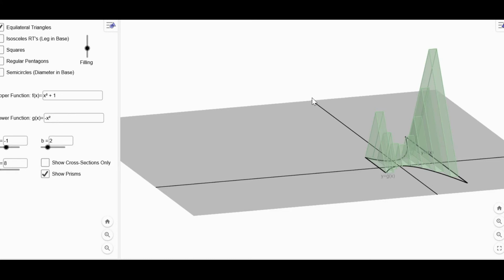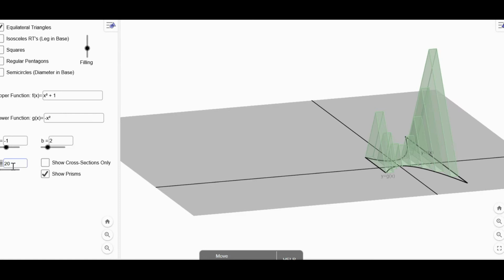So this is the positive part of the y-axis. This is the positive part of the x-axis. And this is the bottom curve, which is the opposite of x squared. So down in the xy plane, you can see the base going from x equals -1 to x equals 2. And then above that, we have little triangular prisms. And so there it is with 8. Let's do it with, let's say, 20.